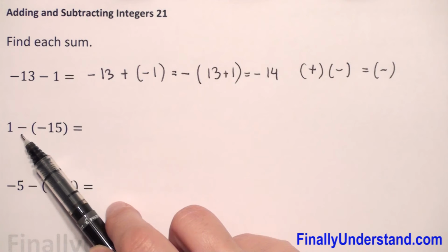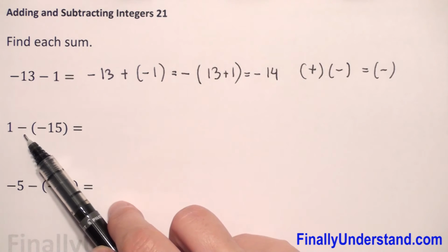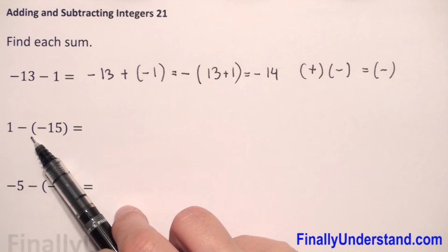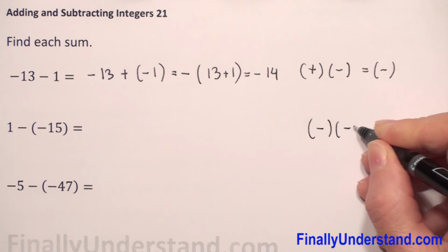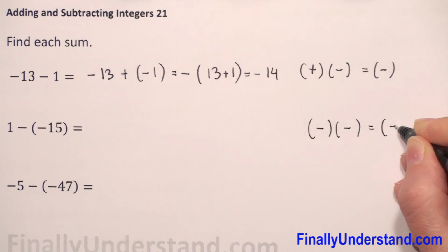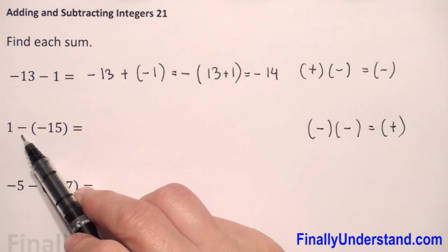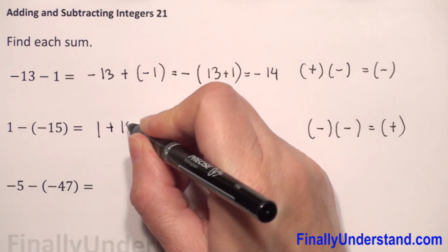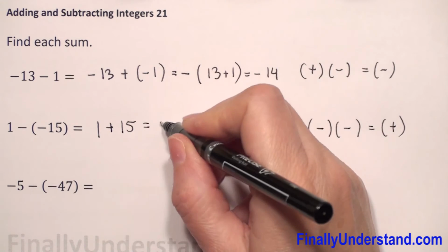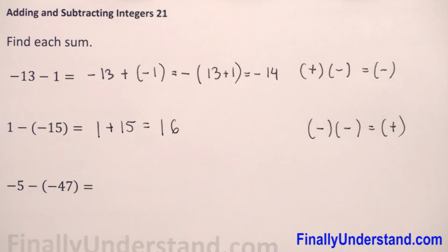When we have two negative signs, they always give me a positive sign. Negative times negative is always positive. So we can rewrite this example as 1 plus 15. 1 plus 15 is 16.